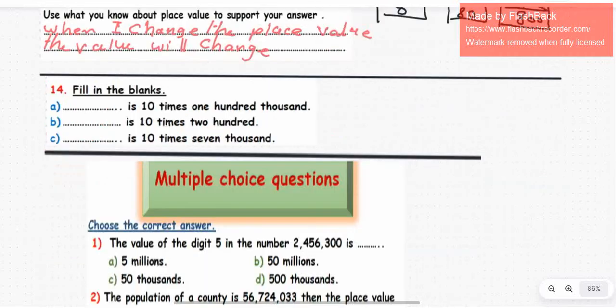Okay. Question number 14. Fill in the blanks. Letter A. Which number is 10 times 100,000? Is means equal. 10 times, we said, means jump. Okay. So number 1 in the 100,000. What is the next place after 100,000? Yes, of course, million. So I'm going to write 1 in the million.